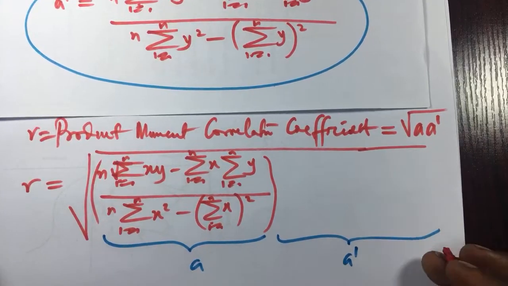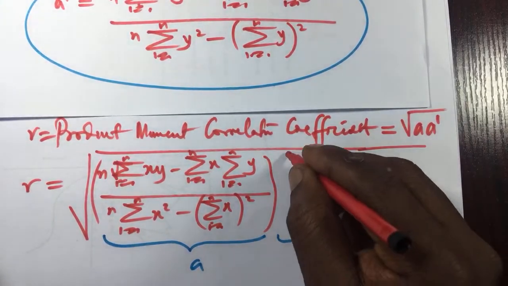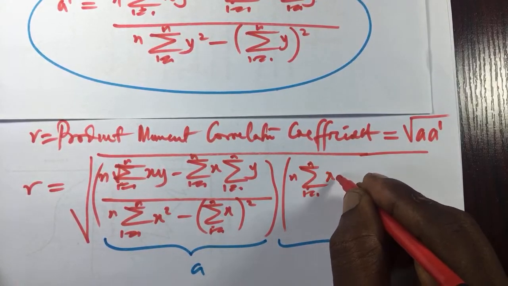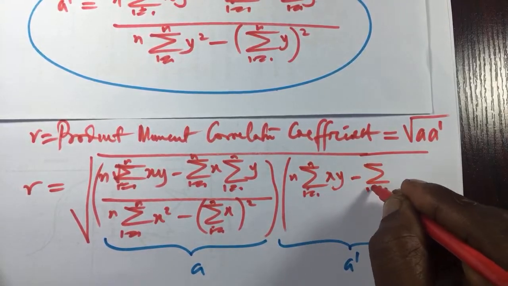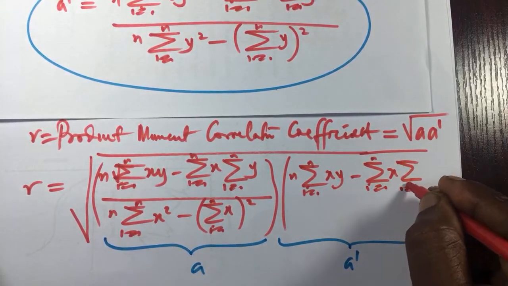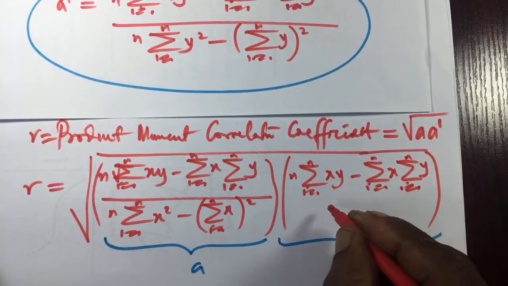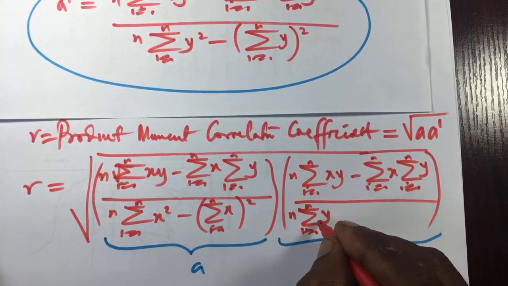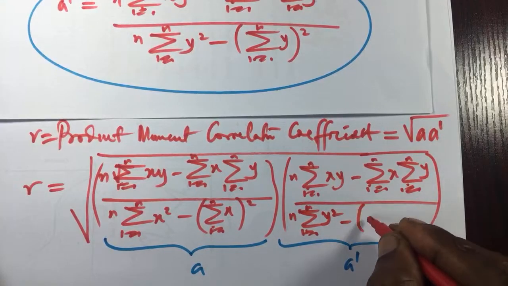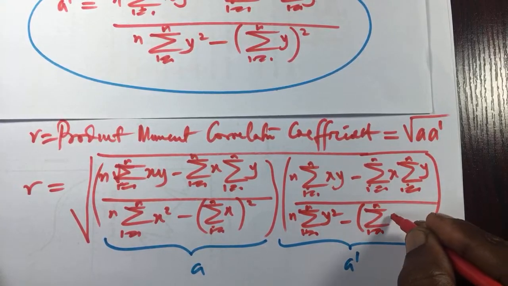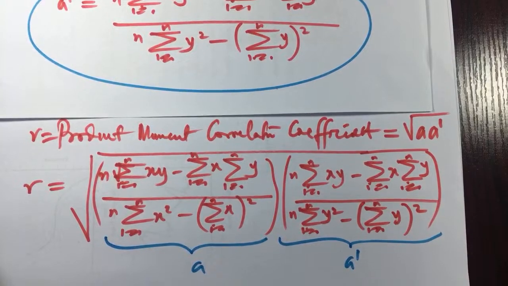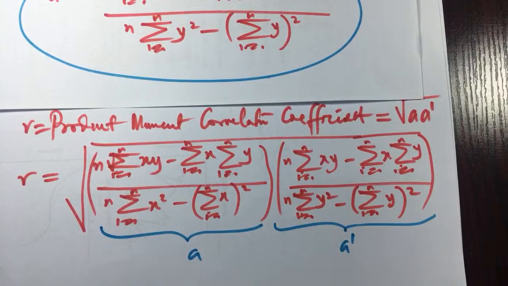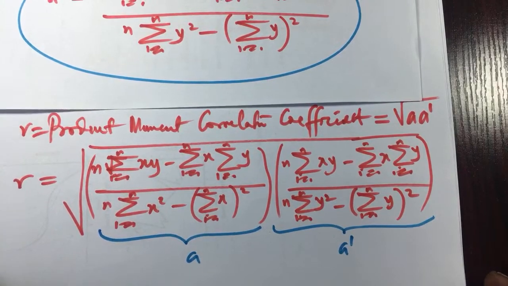So A prime now would be you taking N summation from i equals 1 to N of xy minus summation from i equals 1 to N of x times summation from i equals 1 to N of y, close the bracket, all over N summation from i equals 1 to N of y squared minus summation from i equals 1 to N of y, all squared. Okay, so this is the product of A and A prime under the square root. Next, we will simplify to get the actual formula.